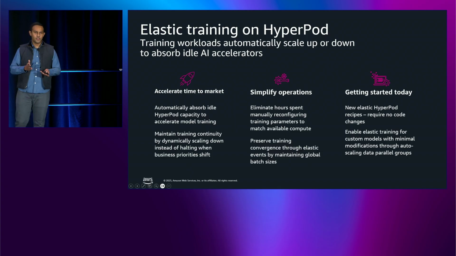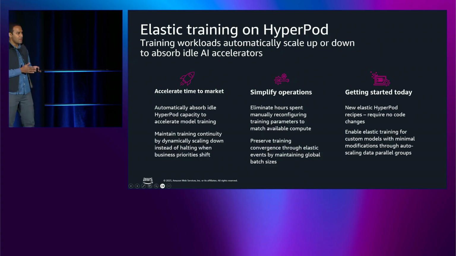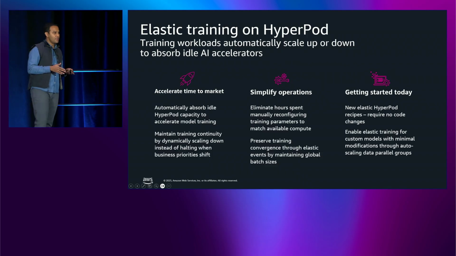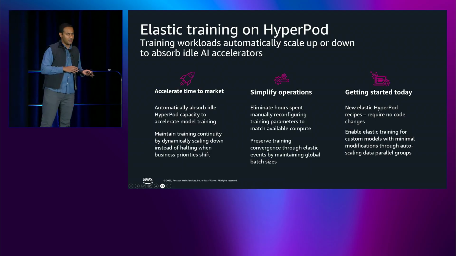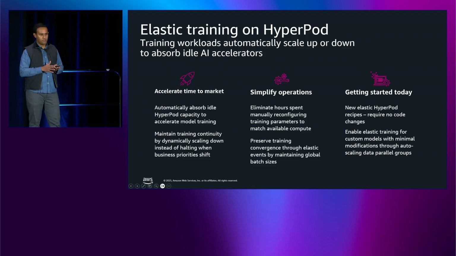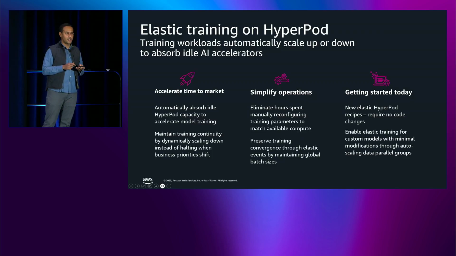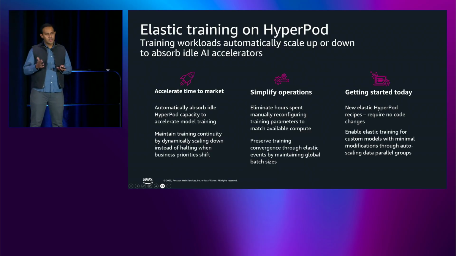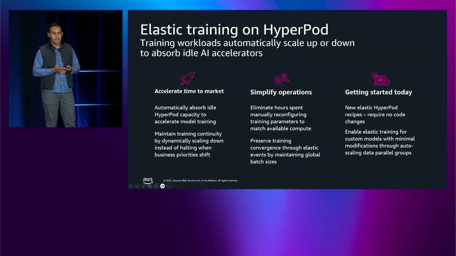In turn, this simplifies your operations because you no longer need to manually babysit the cluster, observe free nodes, and reconfigure these training parameters manually. This is taken care of completely under the hood, and it also preserves training convergence by ensuring that the global batch size, or the amount of data that is seen at every step, remains constant across the duration of the training job. With this, customers can easily get started either through the HyperPod recipes, or you can make custom modifications for your own scripts to accelerate your training workflow.